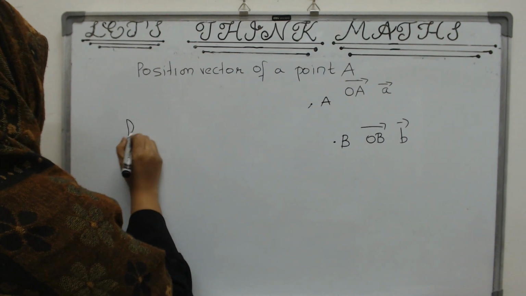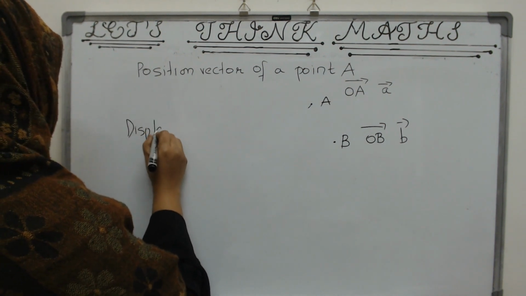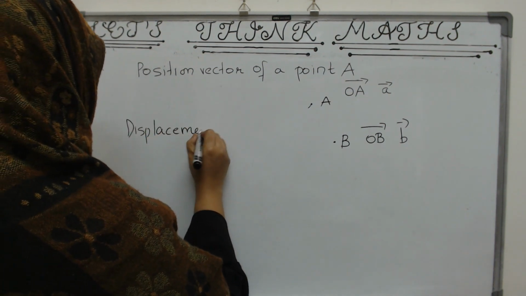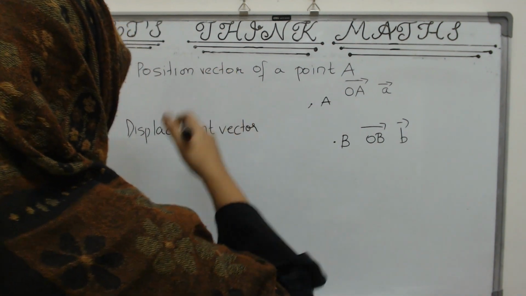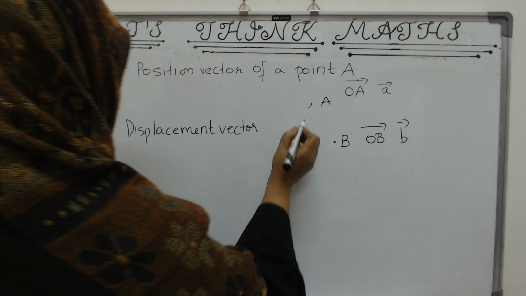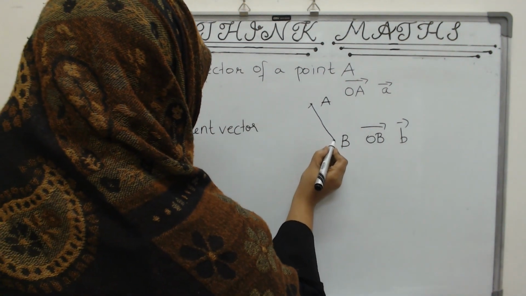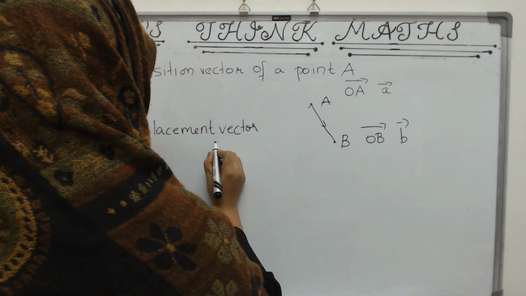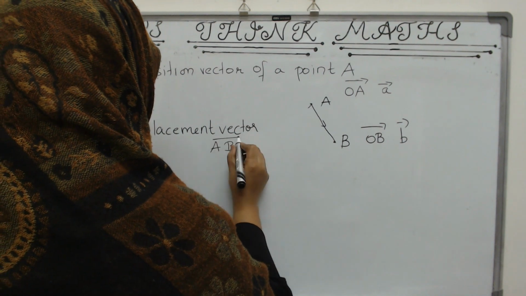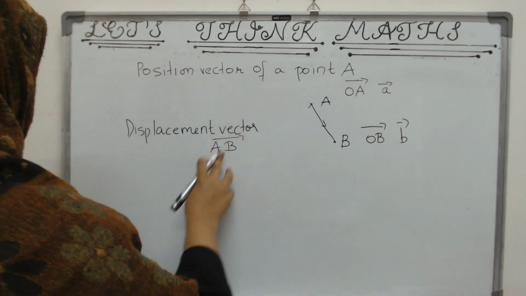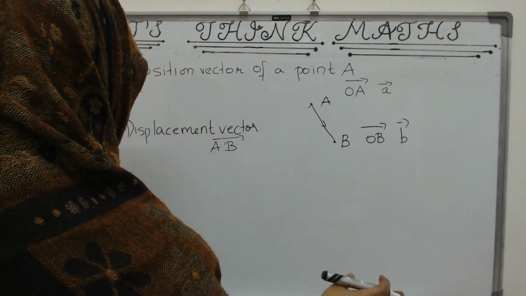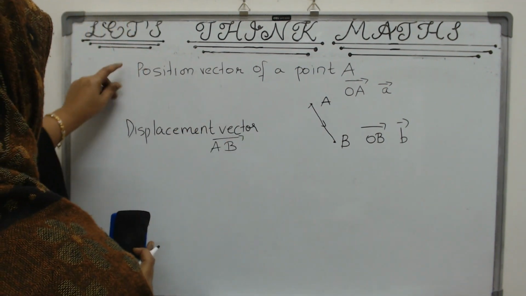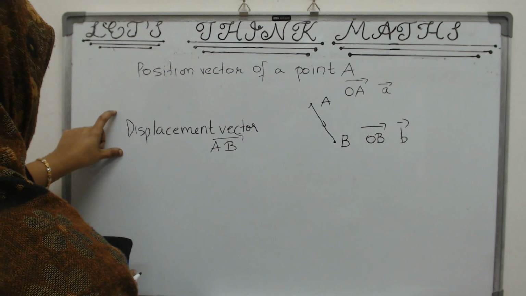This brings us to the next vector, which is called the displacement vector. What is displacement? We already know it is distance covered from one point to another point. So here the displacement vector is AB. AB is a vector which has A as its initial point and B as its terminal point. So you see the difference between the position vector and the displacement vector.